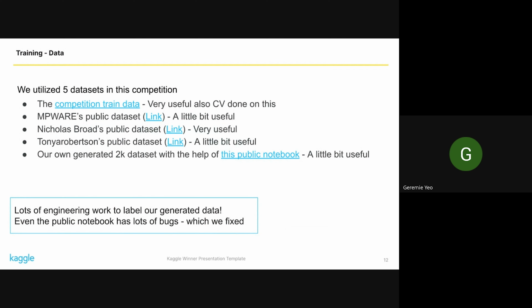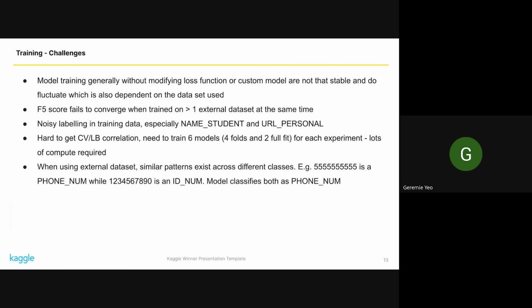As for the training data, we utilized the competition training set alongside 4 other data sources, 3 of which are shared publicly. Of all the public datasets, we found the Nicholas Broad data has the best quality and gave the best results. We also tried to generate our own data, but it was very challenging, where there's lots of engineering work and careful coding that is needed. It's extremely easy to make an unnoticed bug somewhere that can cause labeling issues. We had to fix some bugs in the publicly shared pipeline.